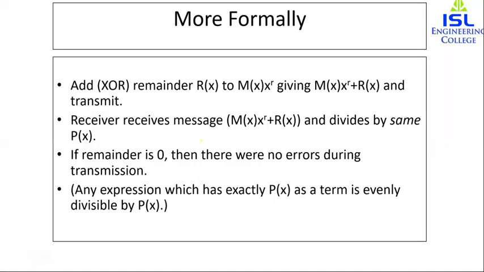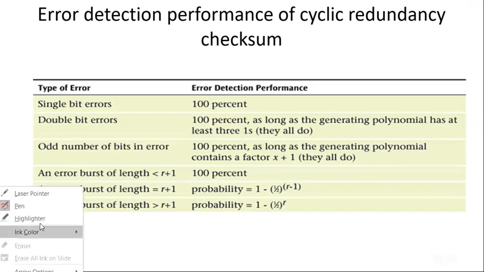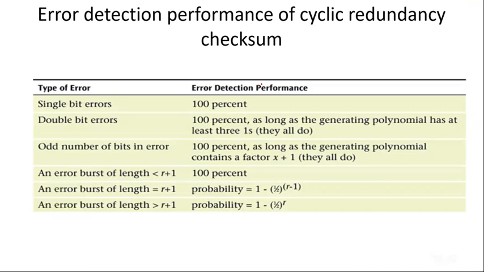we add, XOR, the remainder R(x) to M(x), and the result is evenly divisible. Now, error detection performance of cyclic redundancy check. So basically, when we are talking about error detection, single bit errors are 100% detected, double bit errors 100% as long as the generating polynomial has at least 3 ones. Now what is the generating polynomial? That is basically a divisor. Now odd number of bits 100% again, and these are the different performances for burst errors.